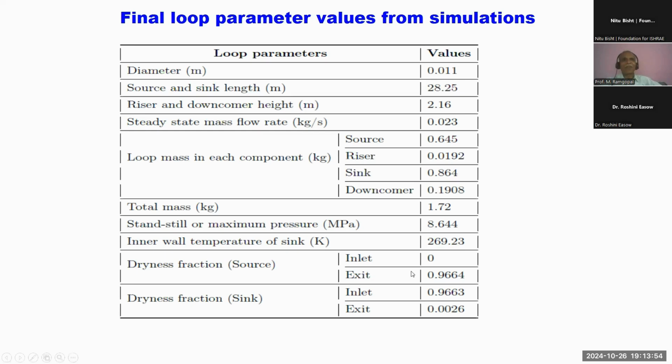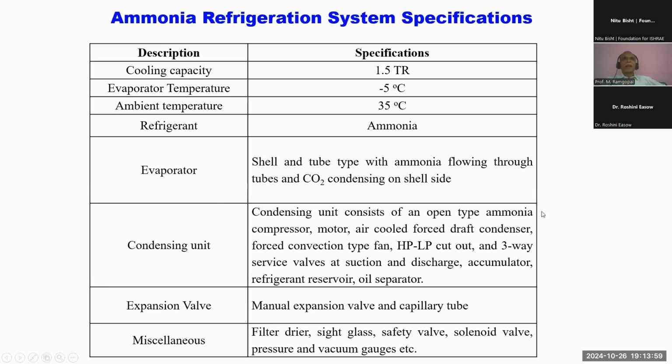Thank you. Okay, so these are all the operating conditions. And then for the ammonia side, these are all the specifications, because we have to condense carbon dioxide, which is at 2 degrees or so. So we have gone for an ammonia evaporator temperature of -5 degrees, and we have designed the system for 35 degrees. And cooling capacity is 1.5 TR.